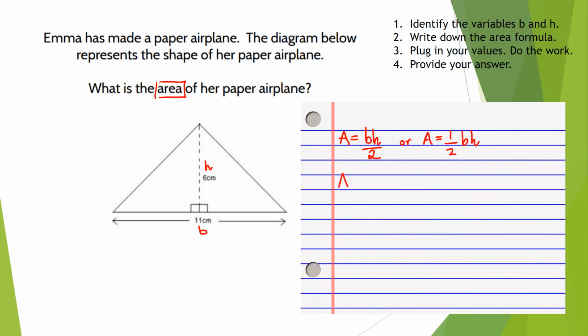Now I'm going to use area equals 1/2 base, which is 11, times the height, which is 6. And we're going to multiply. What is 11 times 6? 11 times 6 is 66. Now, what is half of 66? That means we're going to divide 66 by 2. We're going to subtract, bring down the 6, 2 goes into 6 another 3 times. We have 0 remaining. So the area of the paper airplane is going to be 33 square centimeters.